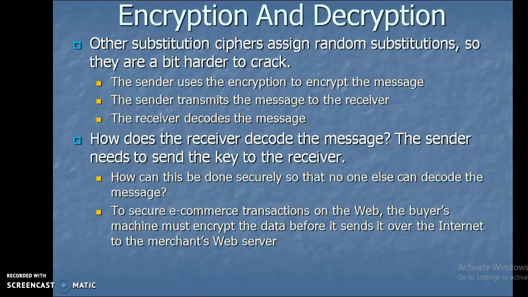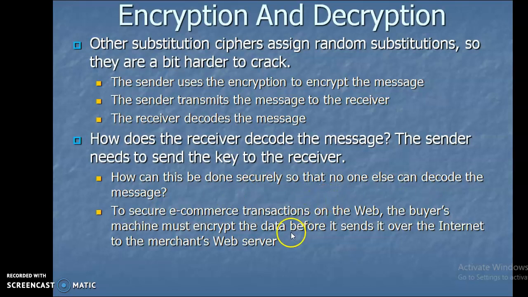Other substitution ciphers assign random substitutions so that they are a bit harder to crack. The sender uses the encryption to encrypt the message and transmits it to the receiver. The receiver decodes the message. How does the receiver decode the message? The sender needs to send the key to the receiver. How can this be done securely so that no one else can decode the message?